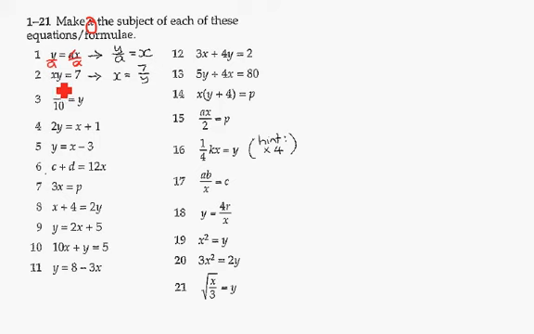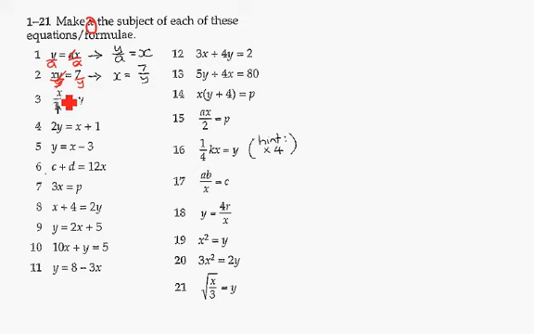Now question number 2, once again x times y equals 7. I want to isolate the x. We need to do the opposite operation. The opposite of timesing is dividing. What you do to one side you do to the other. The y's will cancel and I'm left with x equals 7 over y.